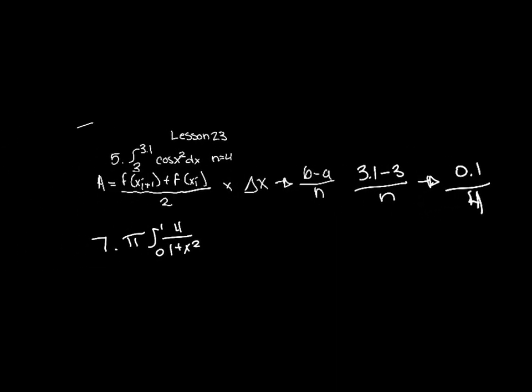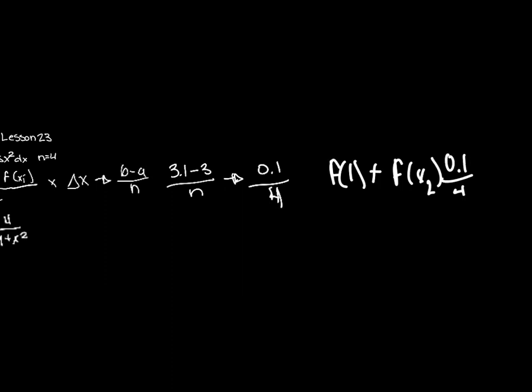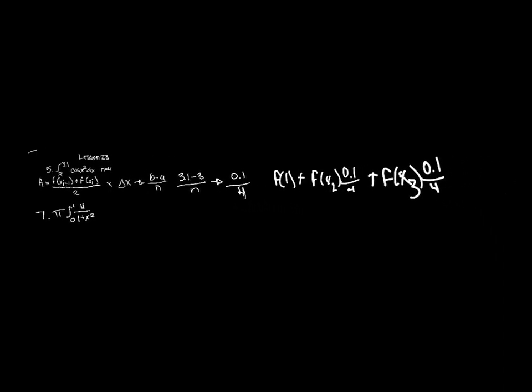Okay, so f of x_i, this is how it works. The first one, f of x_1, is not affected by 0.1 over 4. It's actually the second one. So we have f of x_1 plus f of x_2 times 0.1 over 4, plus f of x_3 times 0.1 over 4, and so on and so forth. You plug all of that in and use this equation, and you will get this answer right here, 0.098.